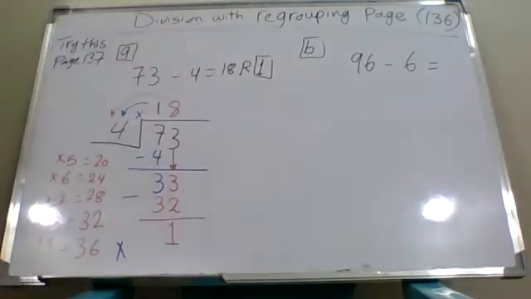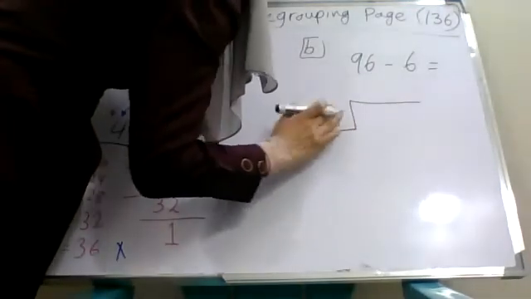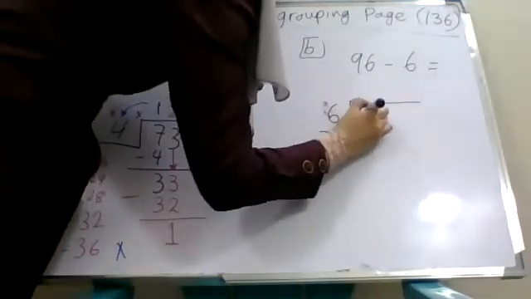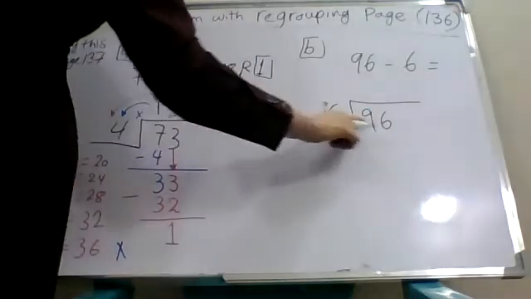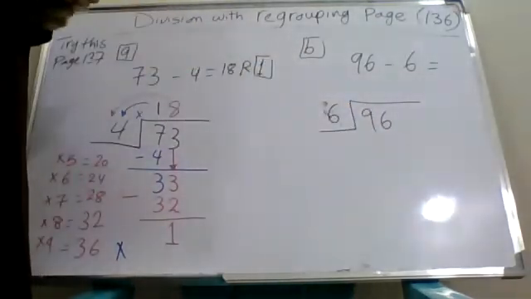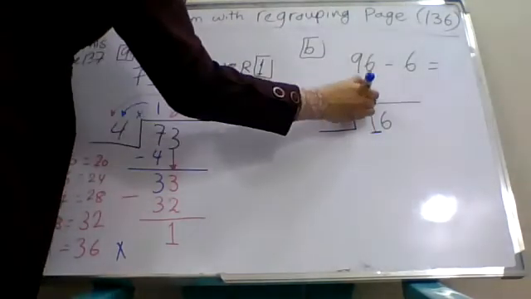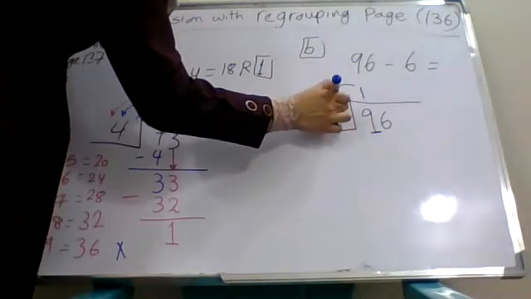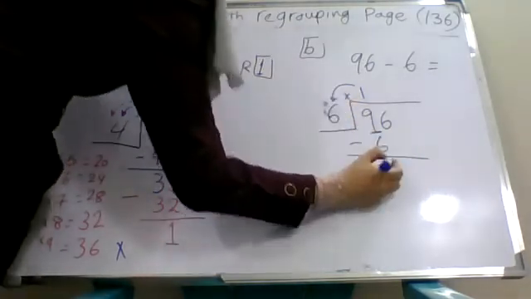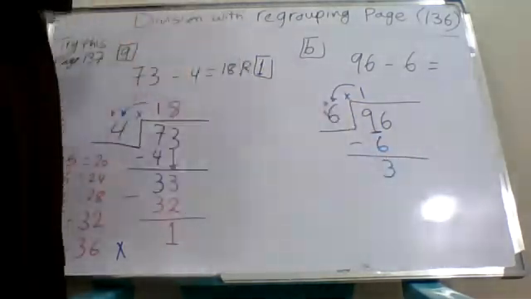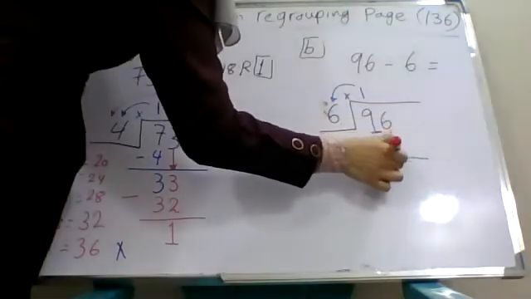Okay, the next exercise, I have 96 divided by 6. Again, long division. This is 6, and this is 96, the biggest number. Check the first number next to me. How many 6 inside this 9? I have only 1. Multiply it. 1 times 6 equals 6. I have 3. Now I put down the 6.